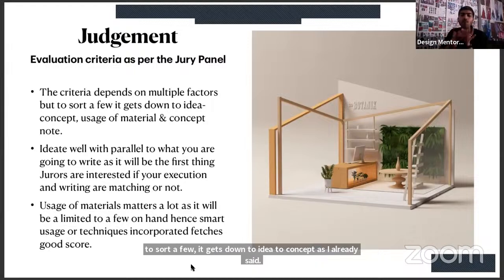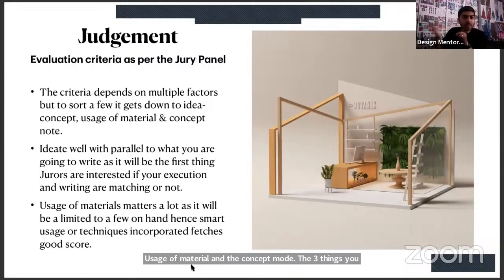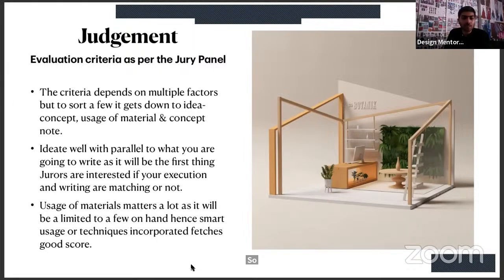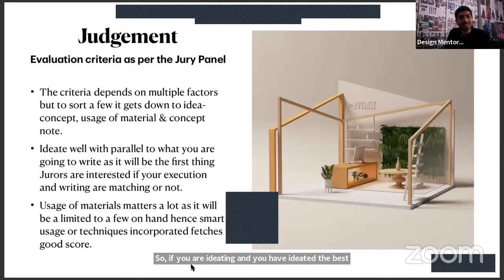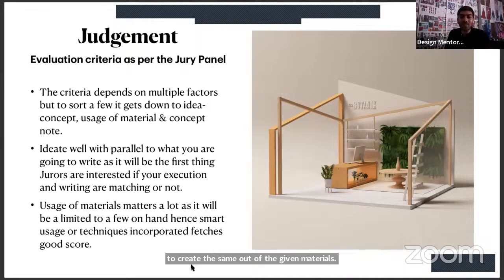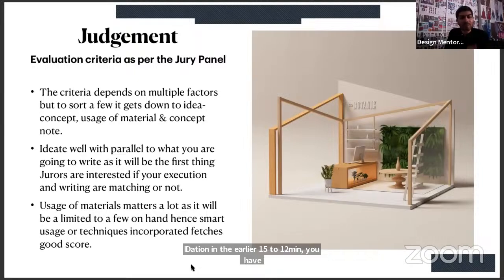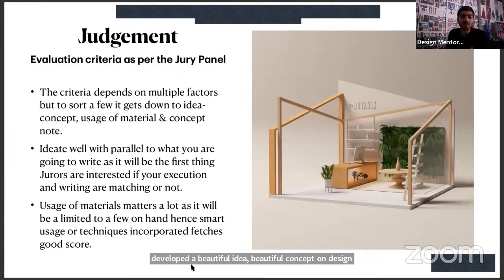So three things you have to consider from their perspective. First is the idea to conceptualization process, which you are already doing in the CAT portion. But now at this point, you also have to recreate it. You have to create a model out of it. So you may have ideated the best part of your skill set, but also consider that you have to create the same out of the given materials. It should not be the case that in the earlier 12 to 15 minutes of ideation you developed a beautiful idea, a beautiful design concept, but when it comes to execution, you are lacking with the material provided or the resources that you have been given.